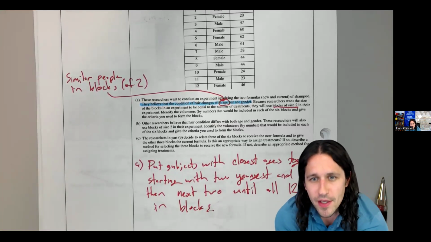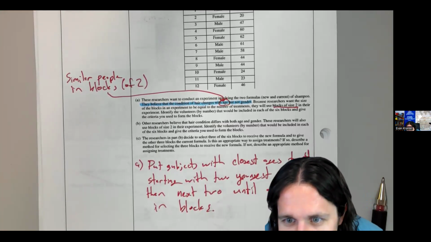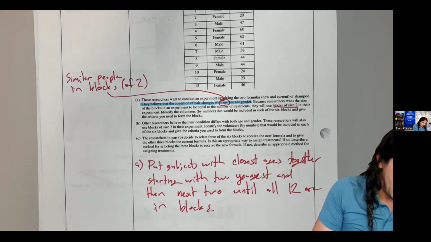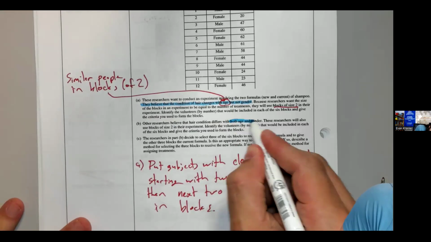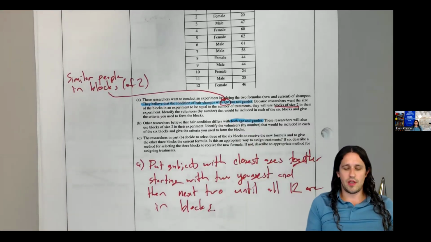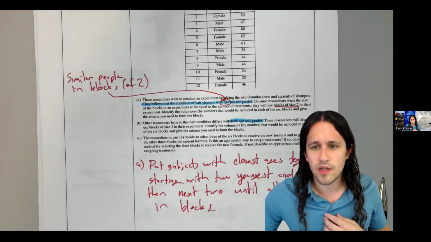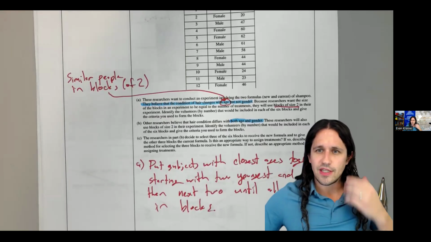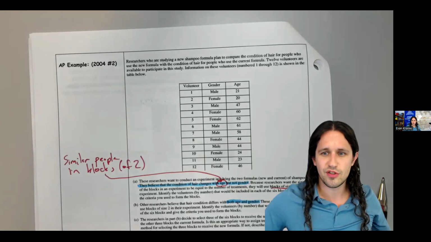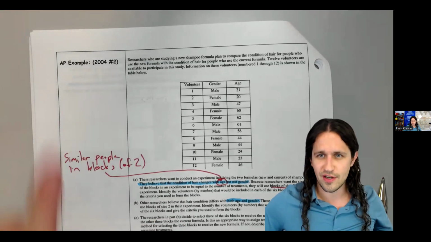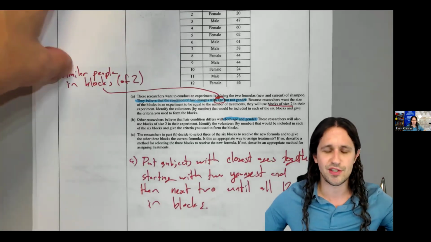Sorry, my handwriting's bad. I'm going to write on. Part B, you're going to have this issue too. Other research believes that hair condition differs with both age and gender. Well, what are we going to do then? Pause, take a moment. Consider, well, what are we going to do now? Let's take a look at the key. How are we going to do this? How do we find the key? We go and look 2004. We're looking at number 2. Take a moment, try parts B and C, but then let's go look at the answers.